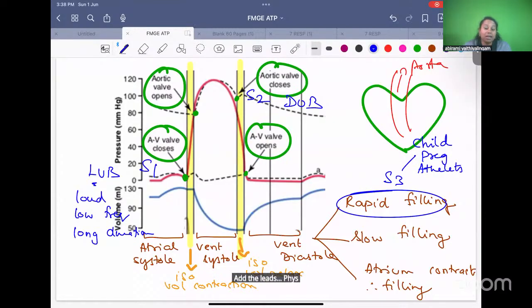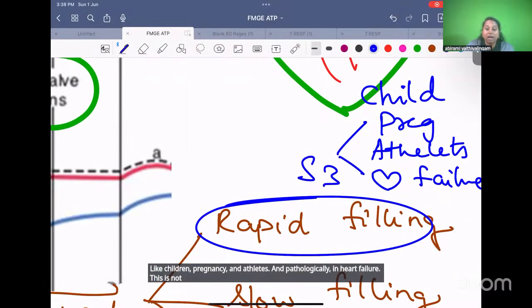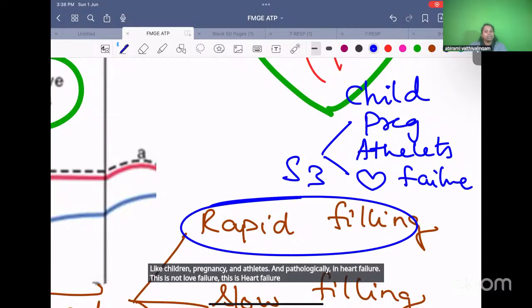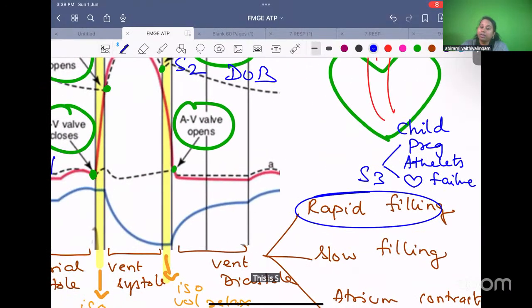Physiologically, S3 is heard in high demand states like children, pregnancy, and athletes, and pathologically in heart failure. This is not love failure, this is heart failure. Pathologically, it is heard in heart failure. This is S3. So, S3 can be heard physiologically and also pathologically.